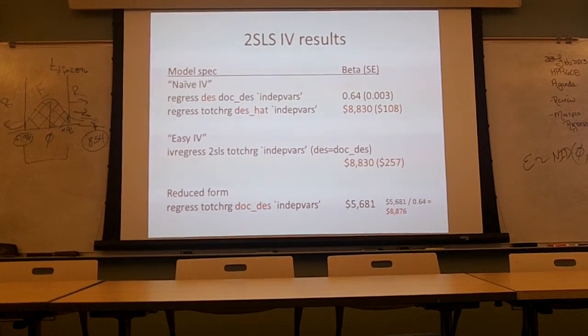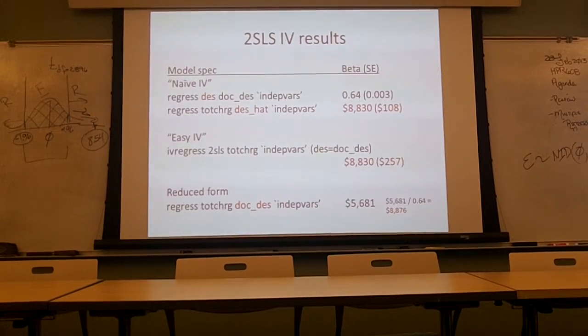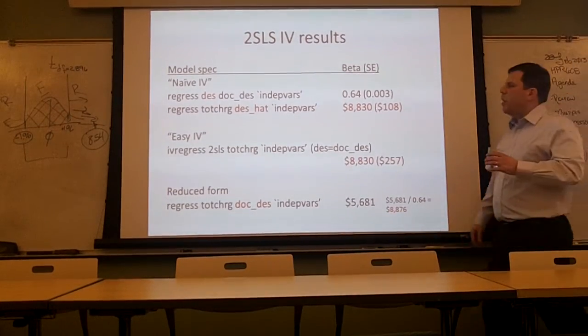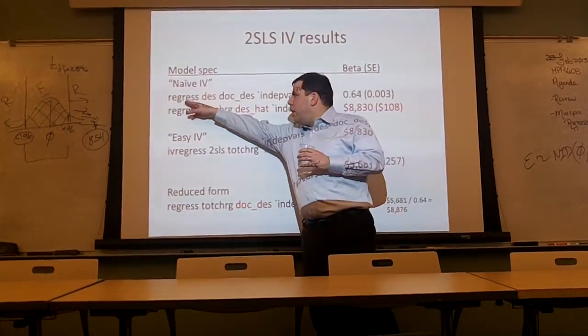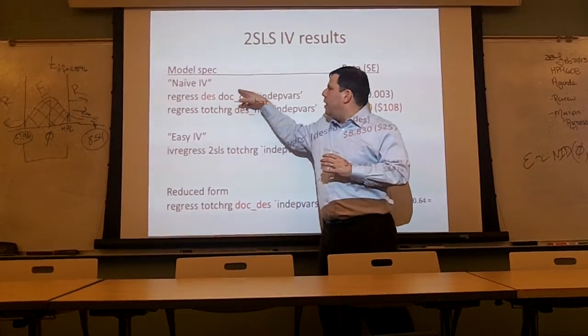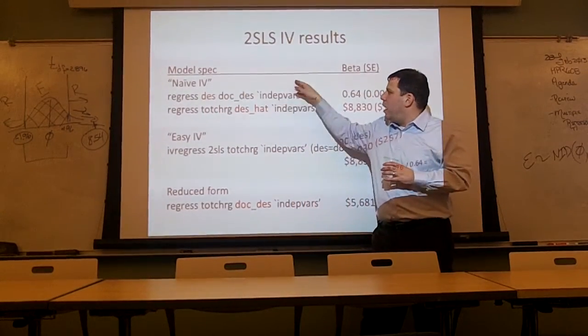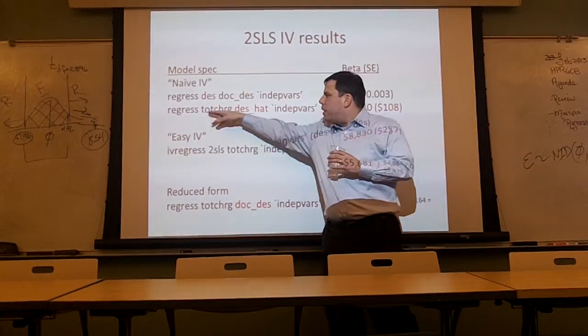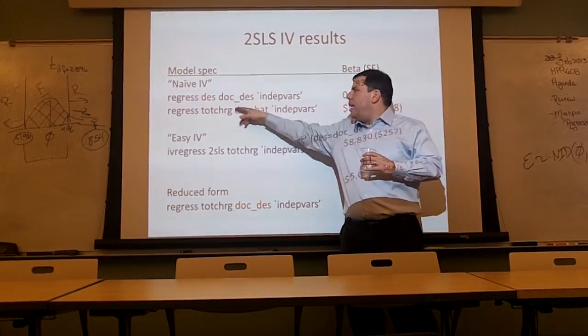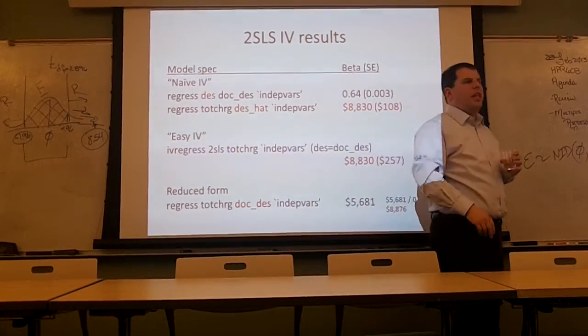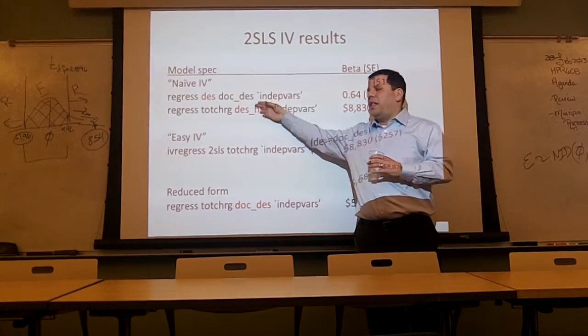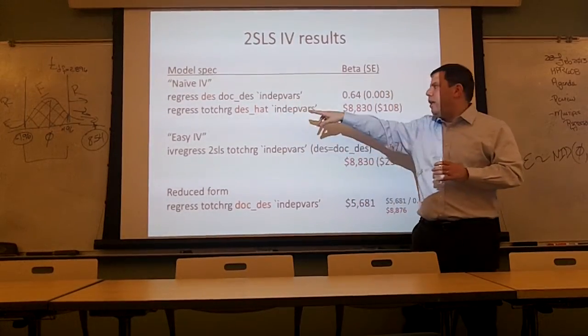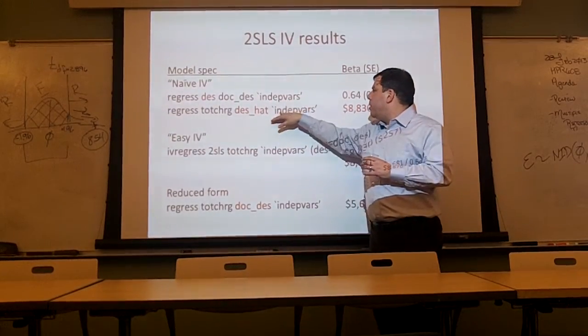I first do the naive, or manual, method of computing these results. That's the first stage: regress DES on the instrument, which I'm calling doc_DES, and our independent variables, and then regress total charge on this DES hat. That's the prediction. I didn't show you how to get the prediction, but it's actually really easy. The command is predict, with the same independent variables.